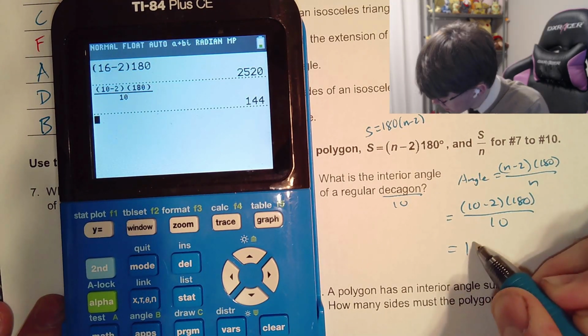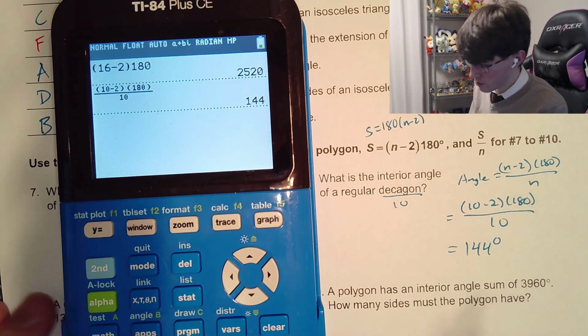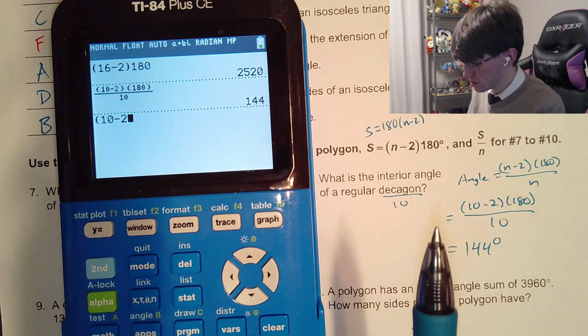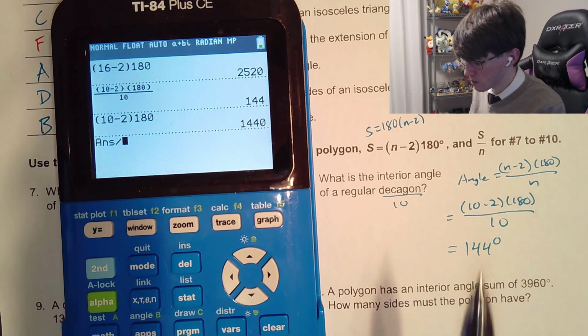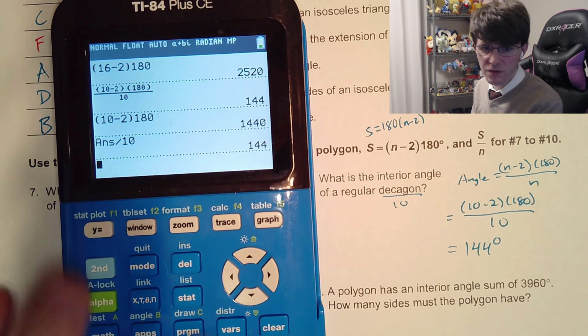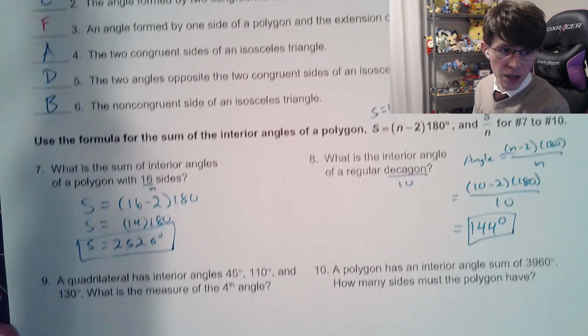And it turns out we get 144. Please note, if you wanted to use their formulas up here, we would have typed it in as 10 minus 2 and then the 180 afterwards. And then after that, we would have divided the answer by 10. So that would have been fine too. Regardless, we get 144. I think we're all done with that one.